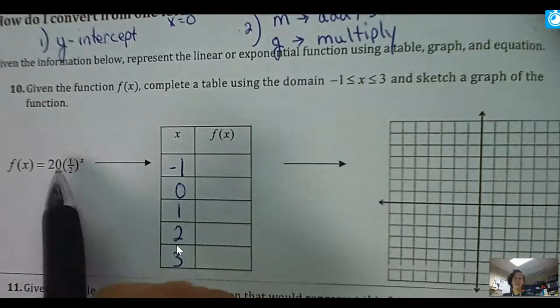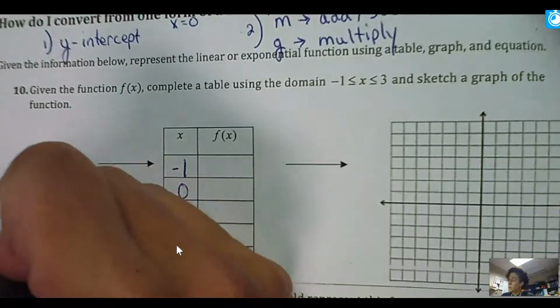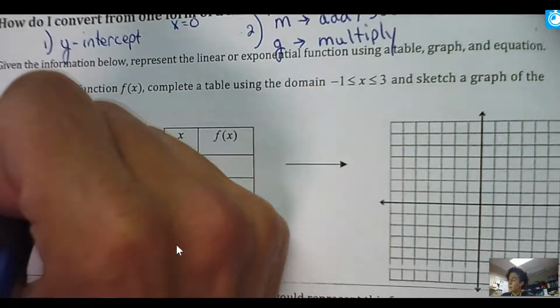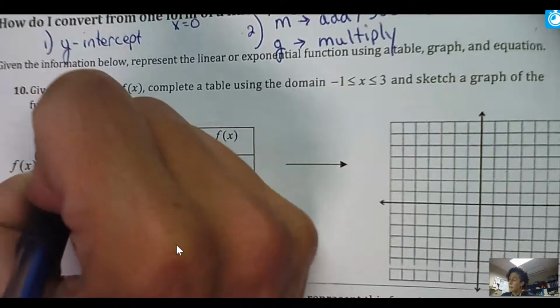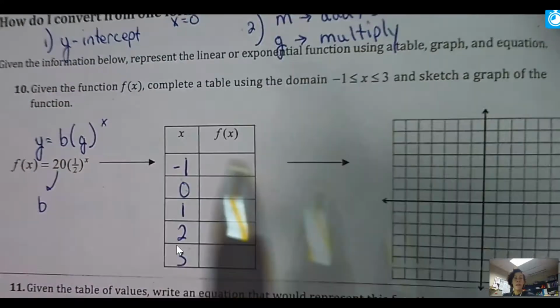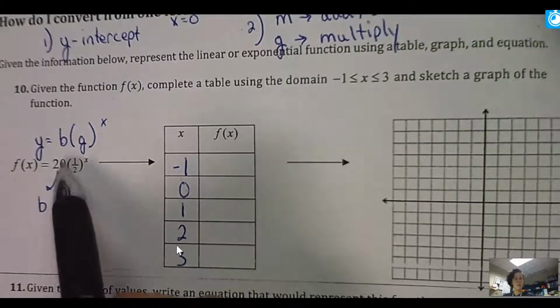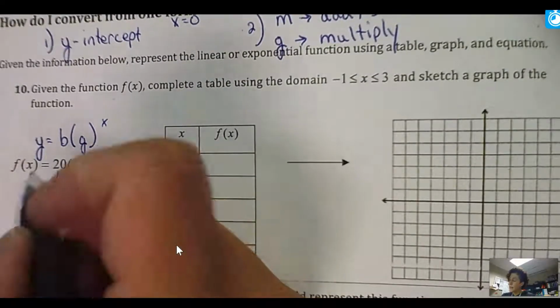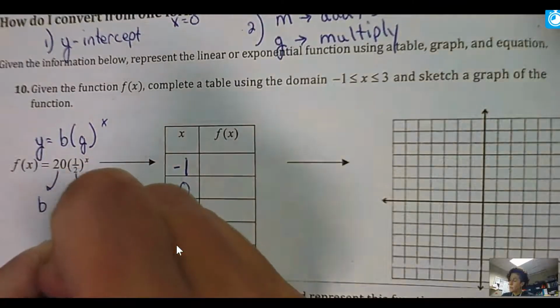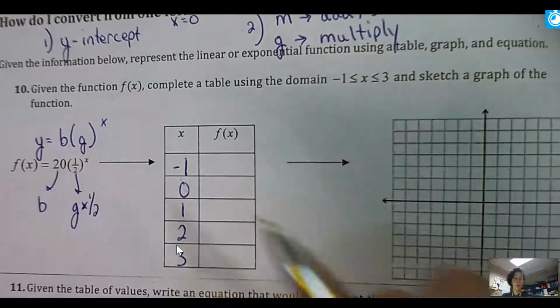So according to this, this is my y-intercept. This is b. You know, it just follows this: y equals b times g to the x power. Remember, from chapter 2, y and f of x are the same thing. So this is b, and my g is 1/2, which means that's the amount I'll be multiplying by.